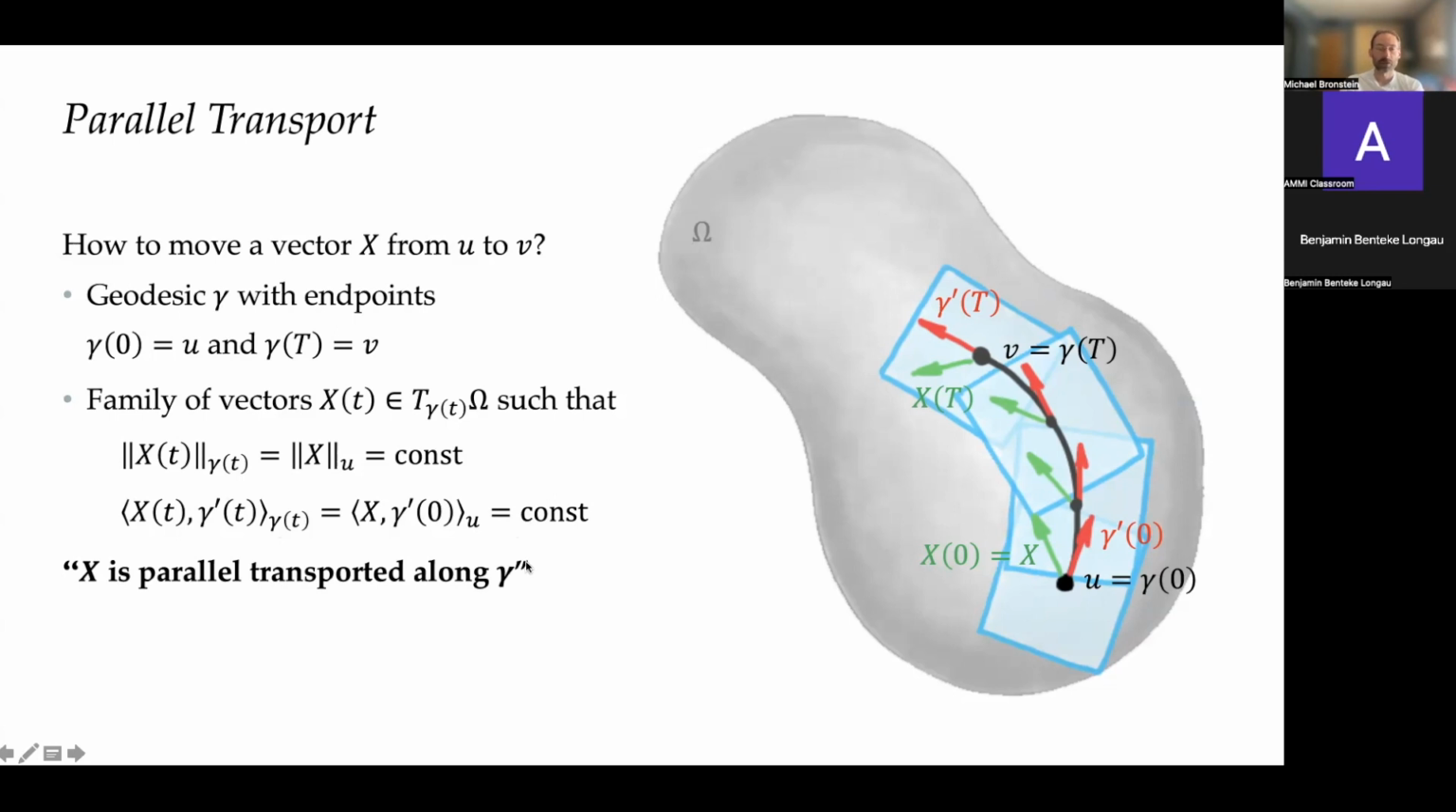Okay. So there is a question here: why do you define the inner product on gamma t instead of on the tangent space of gamma t?